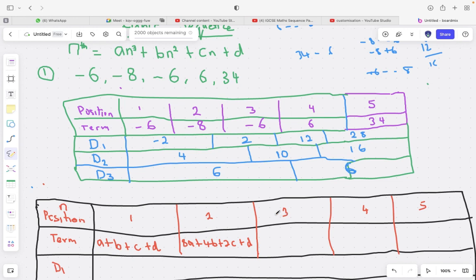Then here n is 3. 3 to the power of 3 is 27. So here we have 27a. Then plus 3 squared. We're using this formula. 3 squared is 9. 9 times b is 9b. So plus 9b. 3 times c is 3c. So we say plus 3c, then plus d.